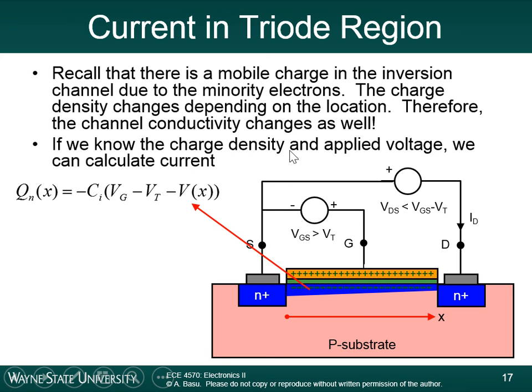The charge density depends on the location, so the channel conductivity changes as well. So tell me, which side of the channel is going to have a higher conductivity, and which is going to have a lower conductivity? We know that this side of the channel has a lower charge density, and this side has a higher charge density. So which side of the channel is going to have lower conductivity? The right side of it. Okay. Whichever side has more charge is more conductive. Whichever side has less charge is less conductive.